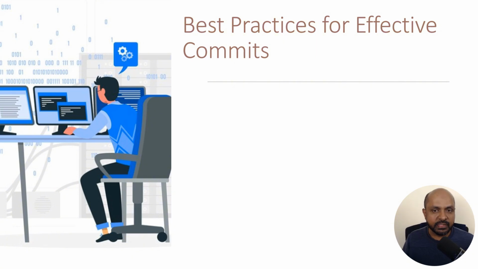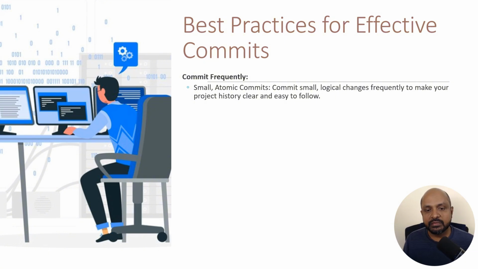Finally, there are certain best practices for making effective commits in Git. These practices are designed to enhance the clarity, utility, quality, and manageability of your project history, which makes it a very valuable resource for everyone involved in the project. Following them is crucial to ensure the quality of your team's work. The first best practice is to commit frequently.